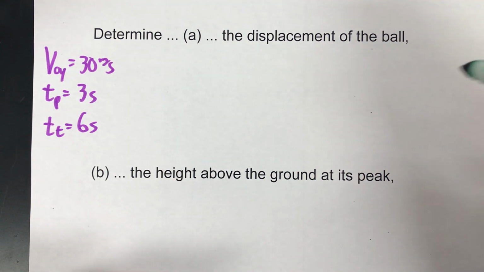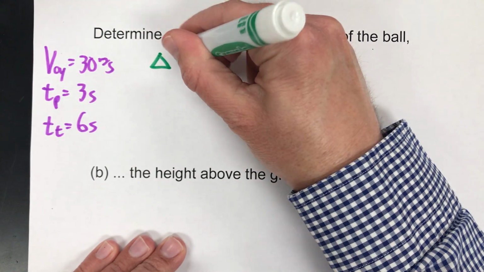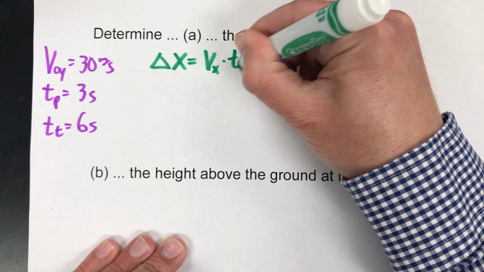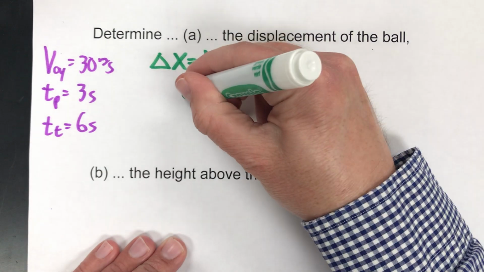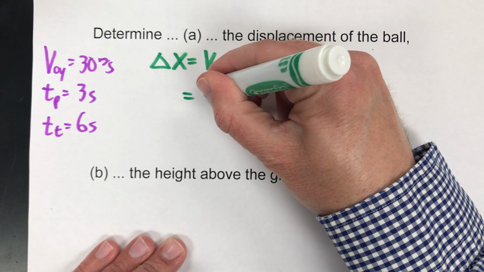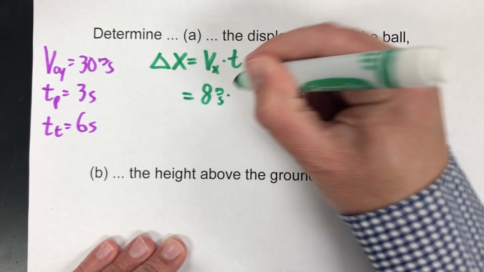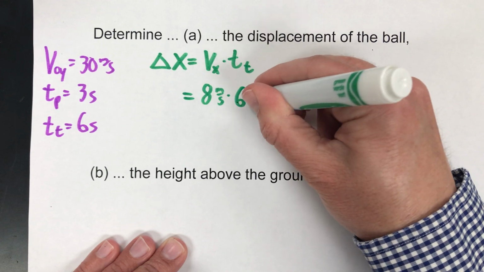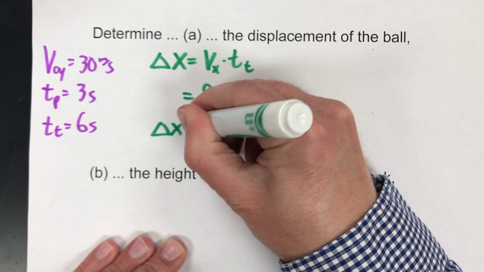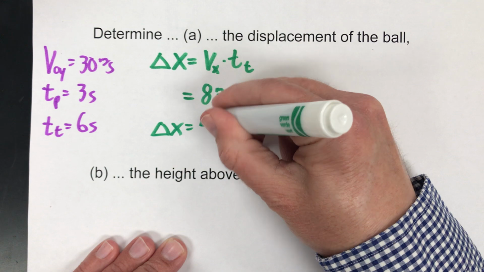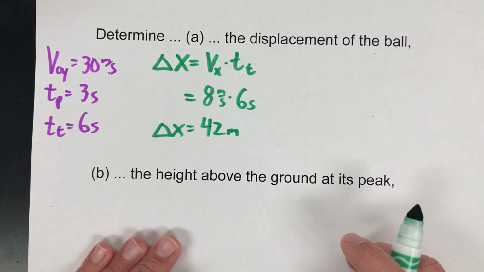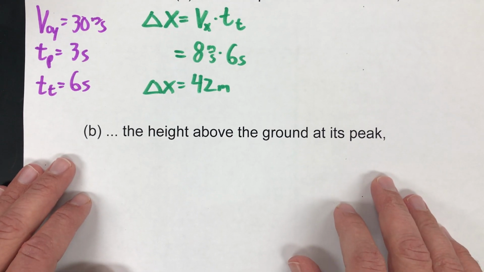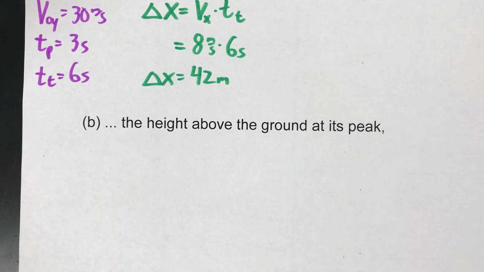So the displacement of the ball, they mean horizontally. So how far does it go to the side? Well, that equation is your Vx times your t. So our Vx, if you remember from the front page, is 8 meters per second, and our time is our total time there. So that is 6 seconds. So that means our displacement is simply 8 times 6, or 48 meters, is how far, excuse me, we go to the side.